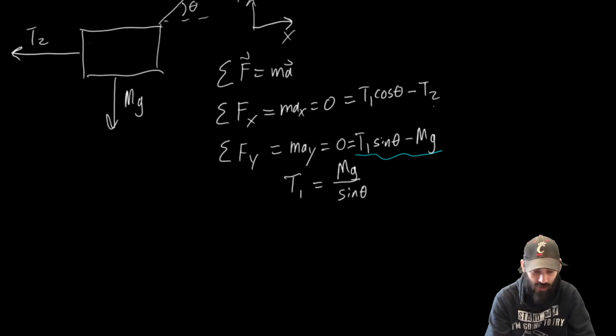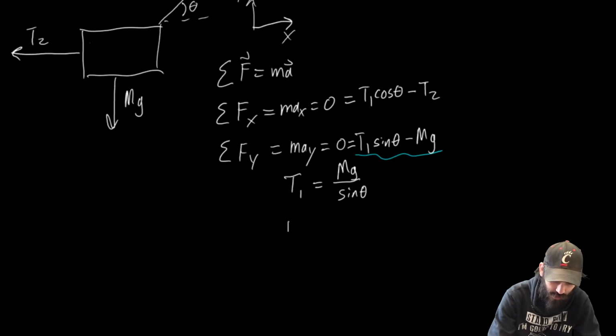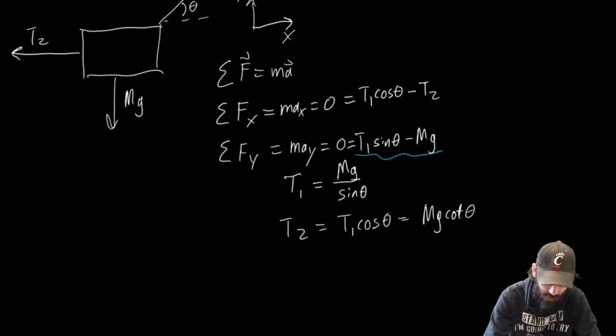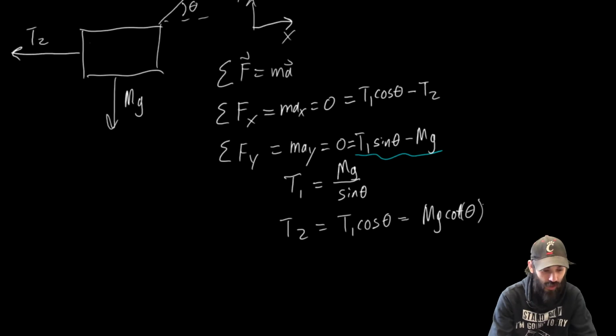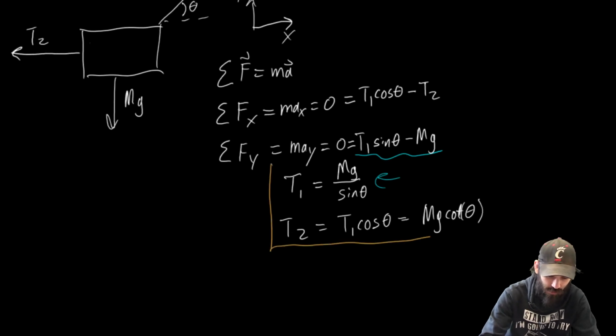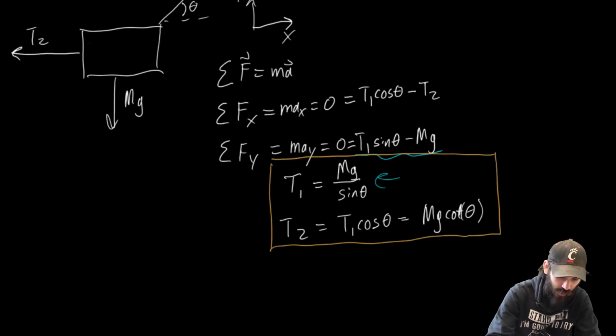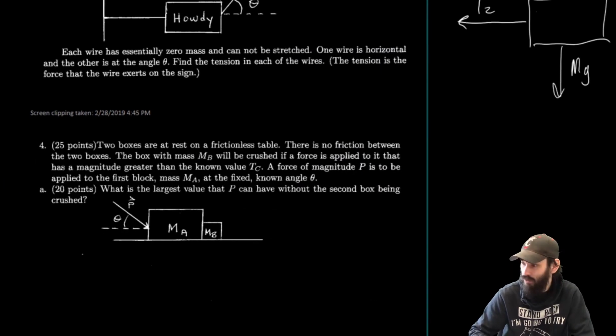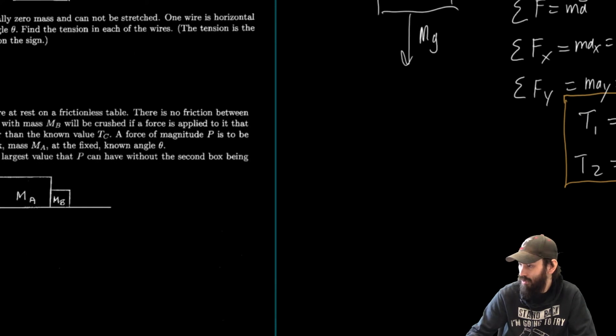And in the second equation, we can solve for T2. So T2 is going to be equal to T1 cosine of theta, which is going to be equal to mg cotangent of theta when we take what we found in this equation and plug it in there. And so this is actually it for the first question. So we have our tensions that we were looking for in this problem. Okay, so we're going to move on to the next question.